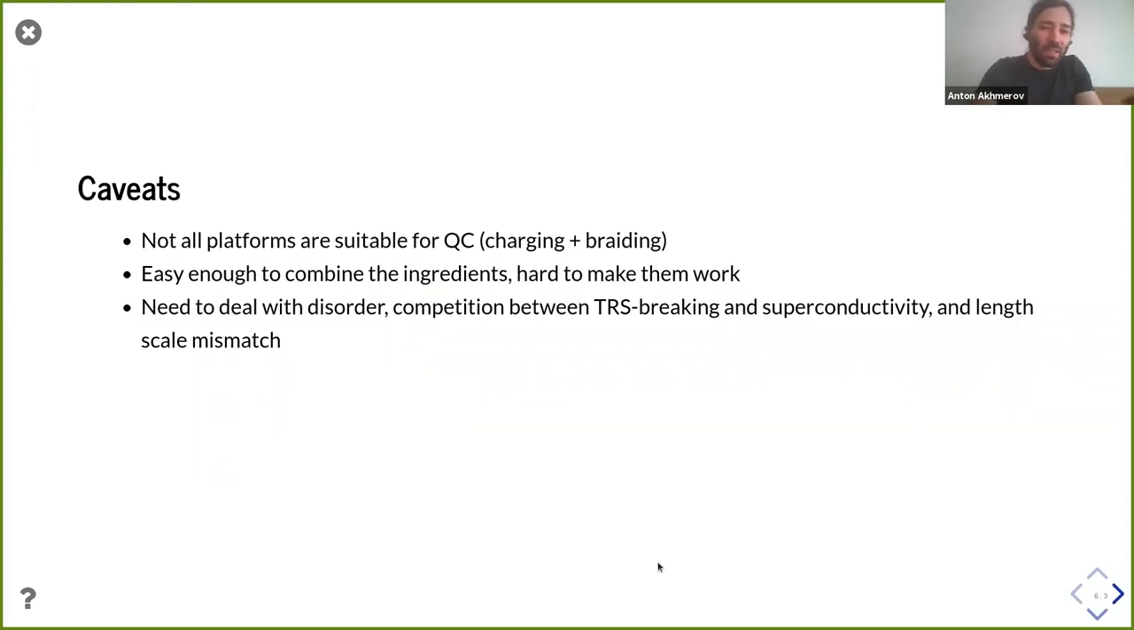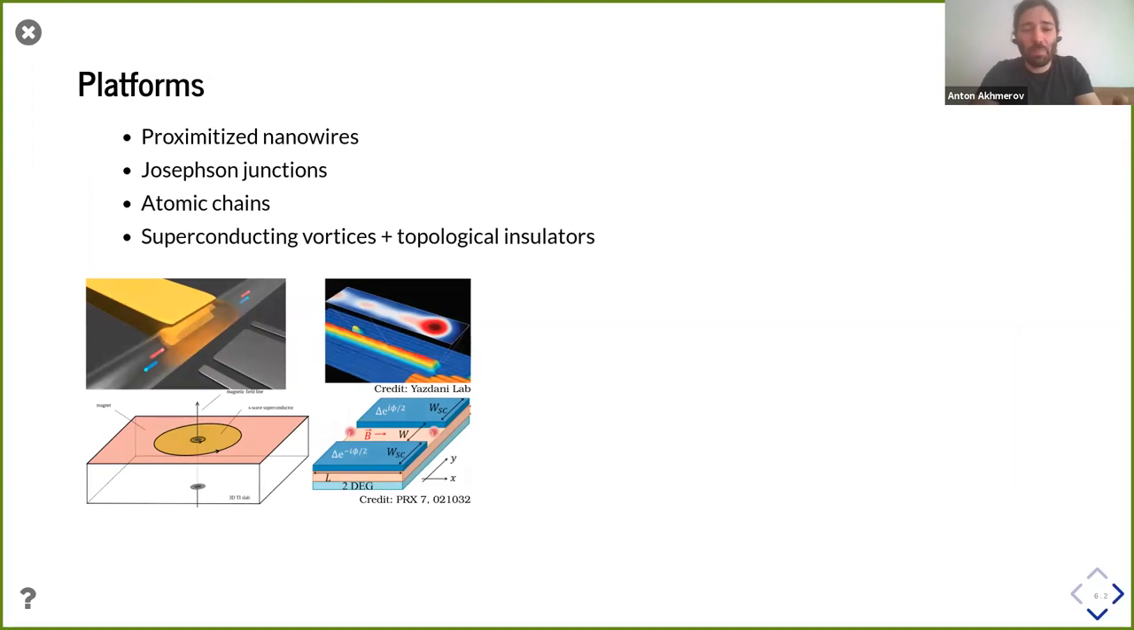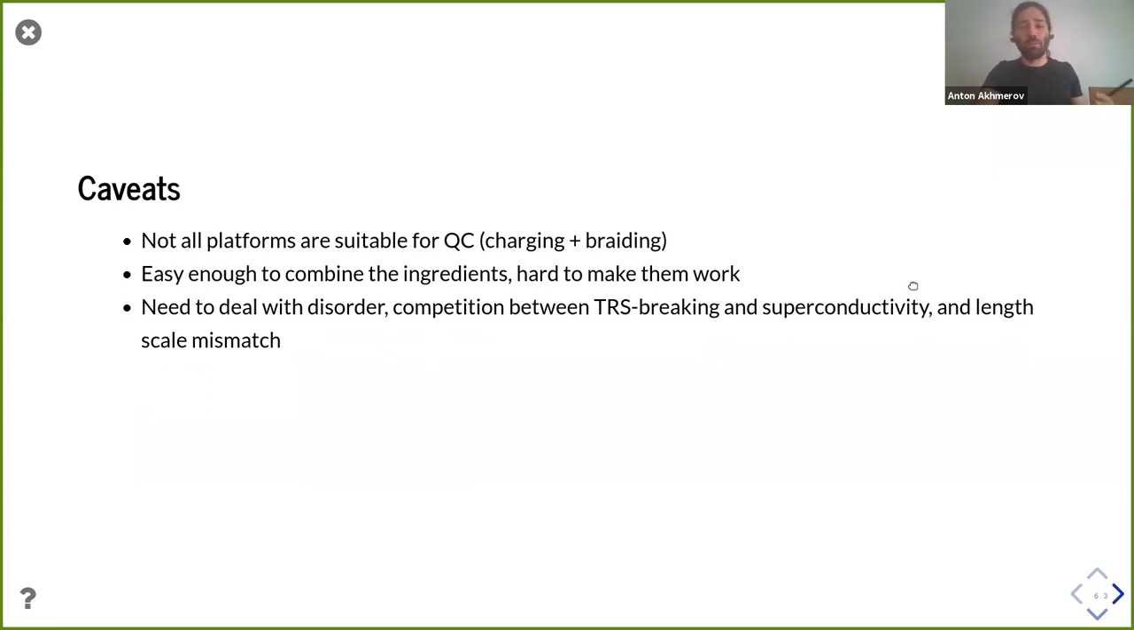So now one caveat, and that's something that you should probably take out of my talk as a way to read the literature. Not all of the platforms that I listed are suitable for quantum computation, in particular because one needs to isolate Majoranas in order for charging energy to only act on a handful. In particular, the atomic chains are pinned on top of a superconductor, and there's no way to isolate two different atomic chains, and the same applies to this proposal. Another problem is that technically all the ingredients are there, and with modern fabrication capacity, it's possible and even easy enough to technically combine all ingredients.